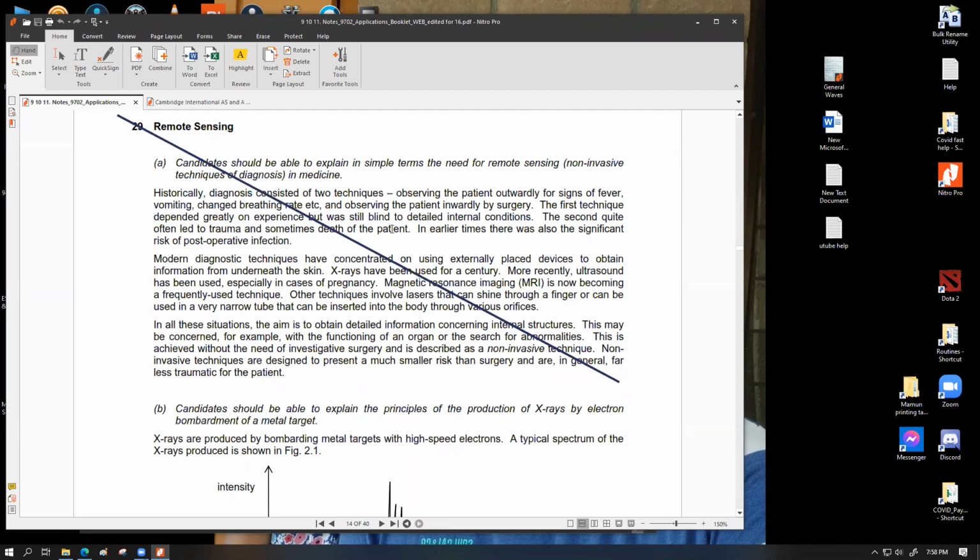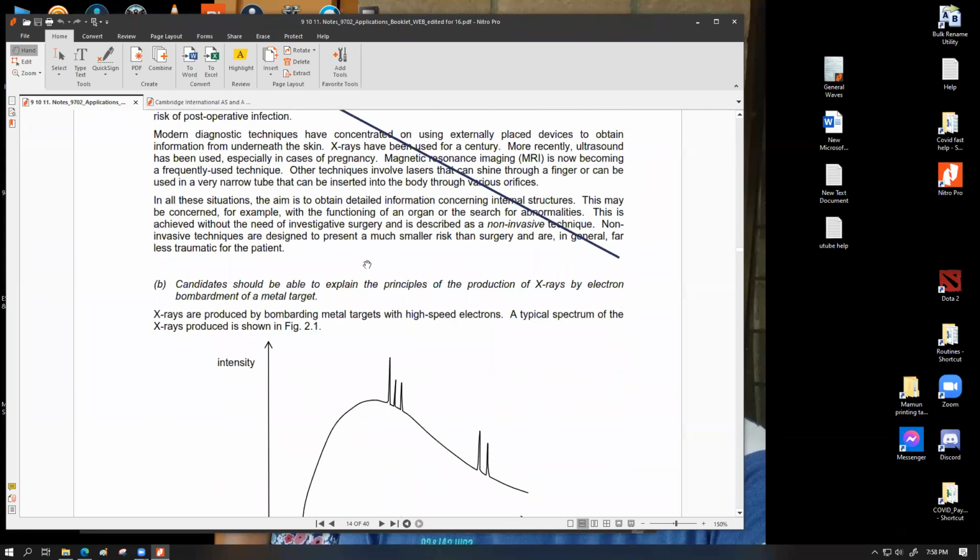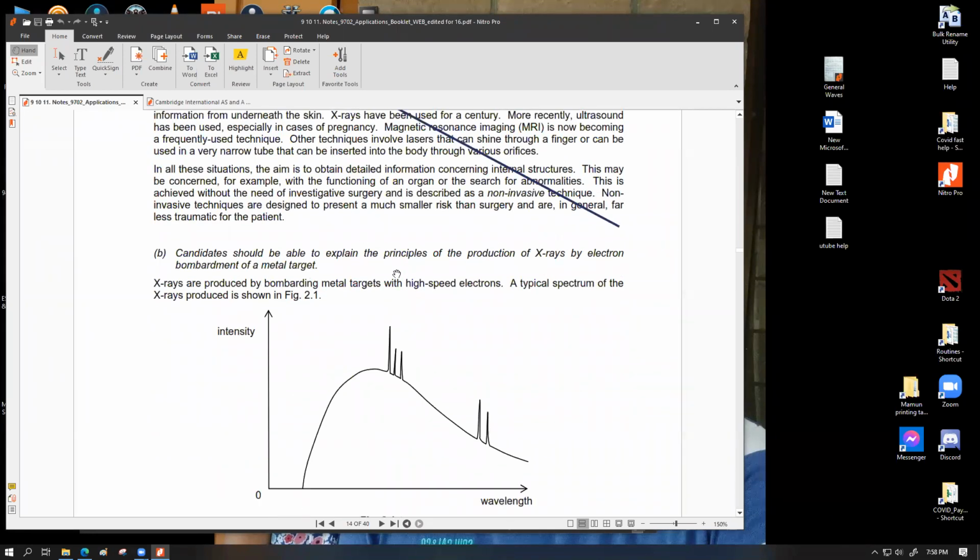So what are the things that we're going to learn? The first thing that we're going to do is X-ray. Candidates should be able to explain the principles of the production of X-rays by electron bombardment of a metal target. Bombardment essentially means to shoot something at a very high speed at a very high rate. So basically shooting bullets or stuff like that.